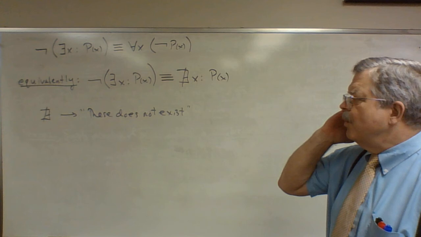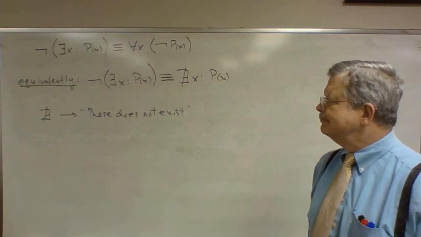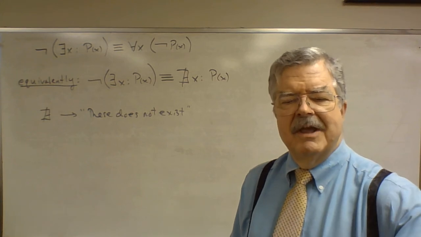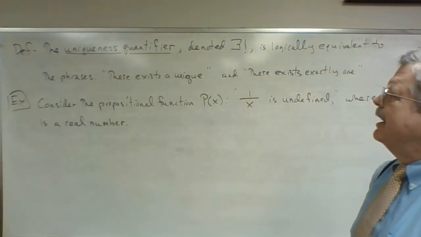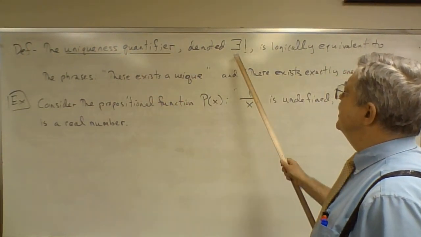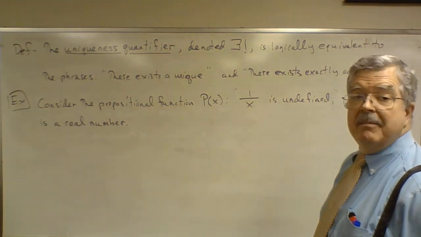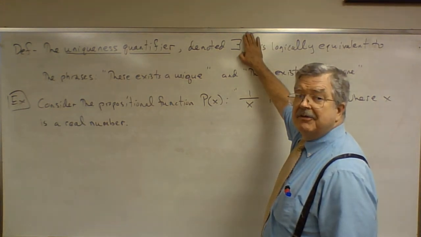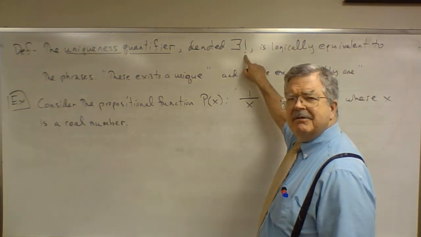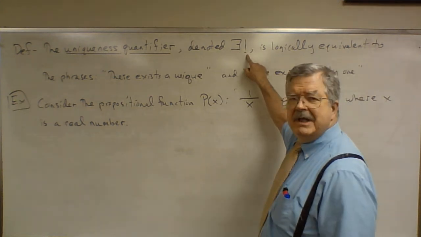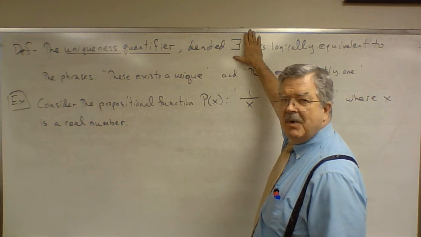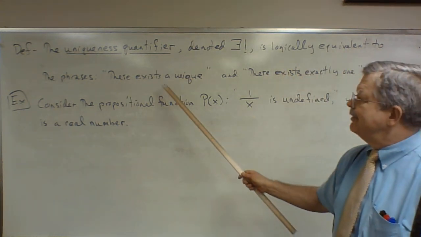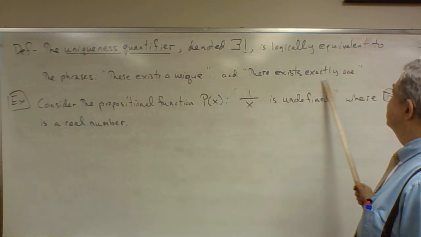Now I'd like to give one more quantification. And that has to do with the uniqueness quantification. There's one more quantifier that we need to see. It's the uniqueness quantifier. And it's denoted with the backward E followed by an exclamation mark. The backward E, we're sort of familiar with that. The backward E says there exists. The exclamation mark after it tells us that the existence is unique. In other words, there exists exactly one, no more, no less. So this is a logical expression equivalent to the phrases there exists a unique or there exists exactly one.